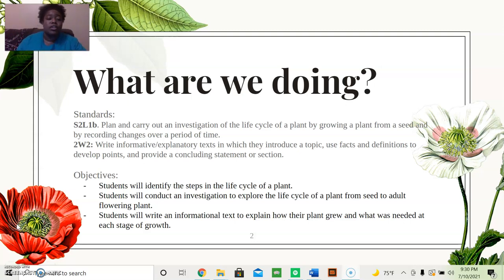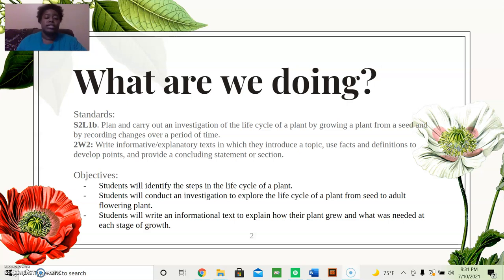Our second standard is 2W2, which is write informative/explanatory texts in which they introduce a topic, use facts and definitions to develop points, and provide a concluding statement or section. This means that you are going to end up writing an informational writing piece about how you grew your plant from a seed to a flowering plant.